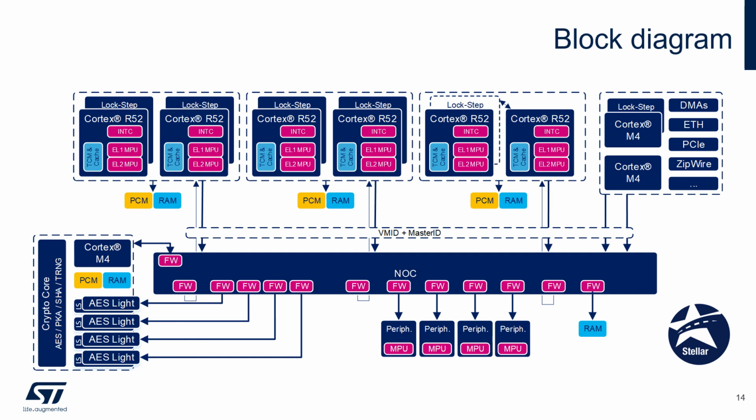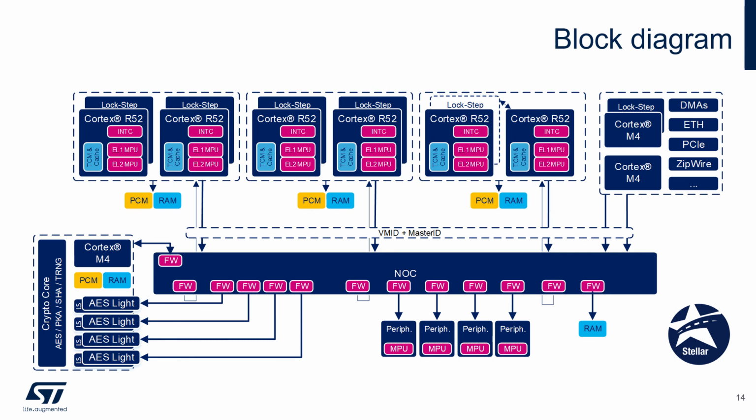As inside the cluster, the only initiators or masters are the R52s with memory protection units. The transactions on the buses are extended by the VMID and master ID. The peripherals are assignable to particular virtual machine by similar mechanism as the memory protection unit in the Cortexes. And for sure, the system is protected by the firewalls as well, checking if the access address or addresses are within the range for specific virtual machine.